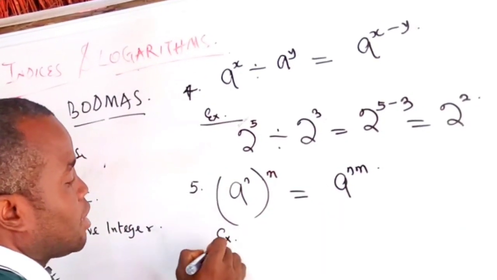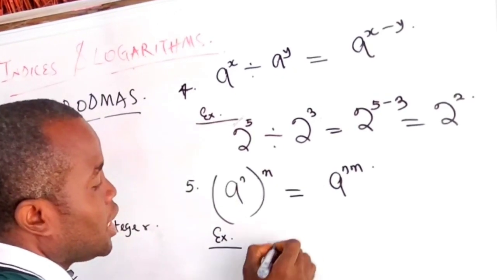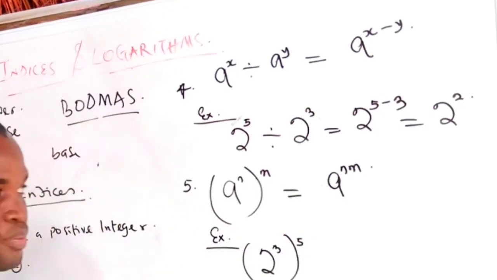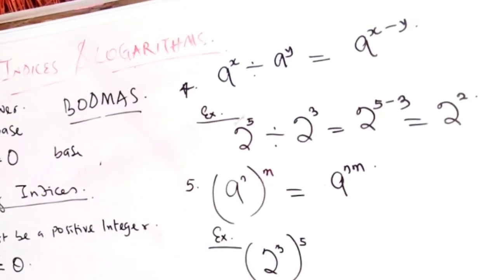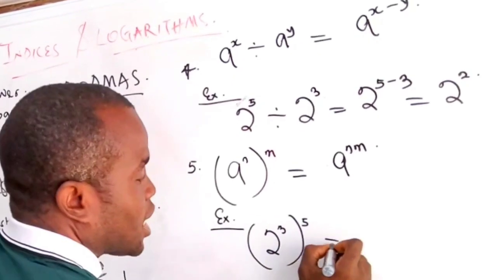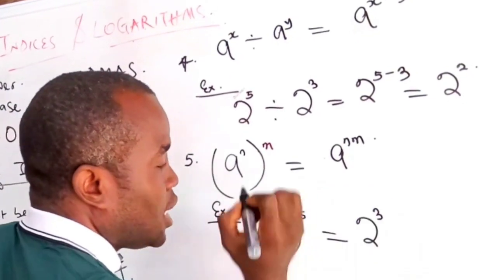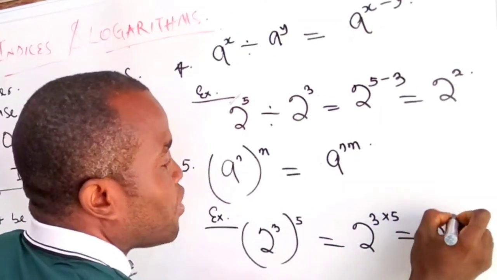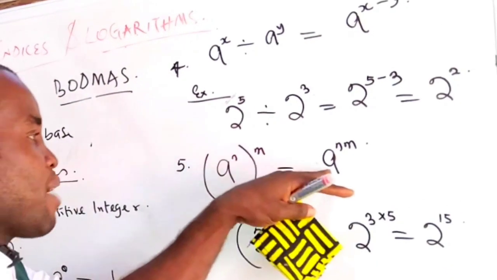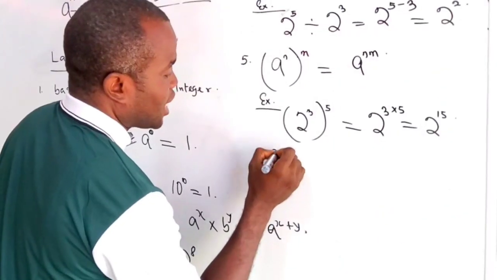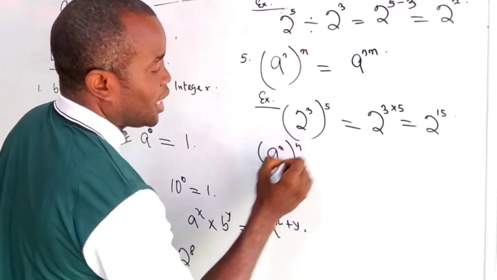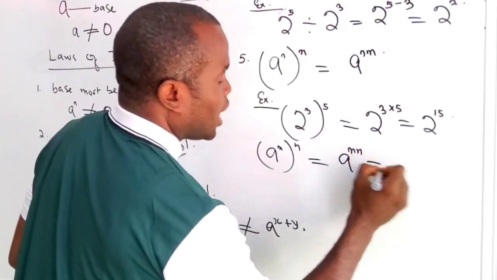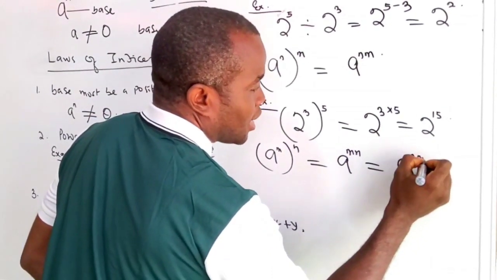So let's take an example. If you have 2 raised to power 3, into power 5, you see this is different from the first law. So it's the same thing as 2 raised to power 3 multiplied by 5, which is the same thing as 2 raised to power 15. What about if you have it as 2 raised to power n? You can see it's the same thing. So it can either be mn, and also it can be n.